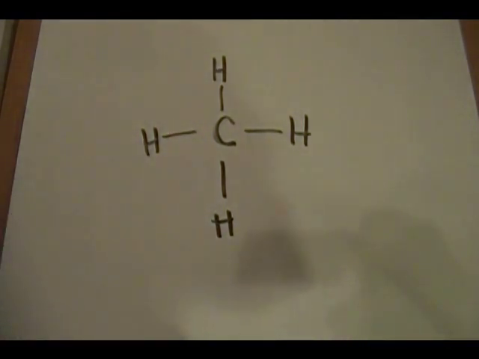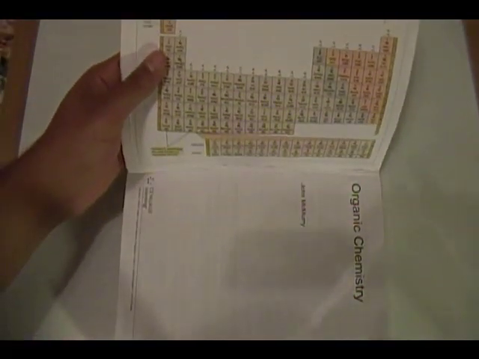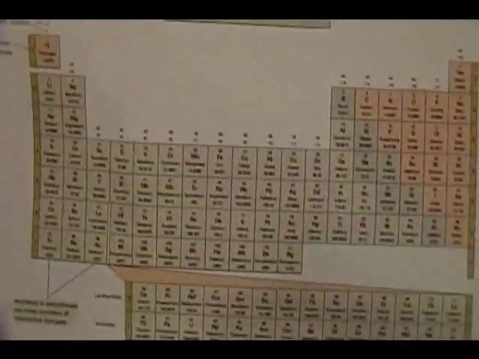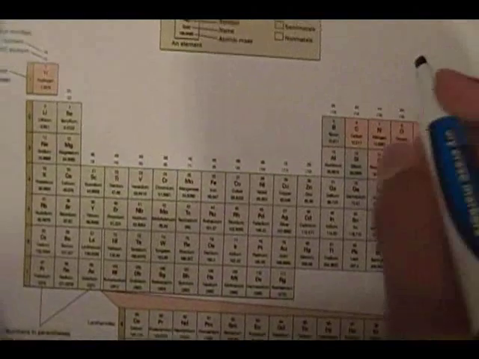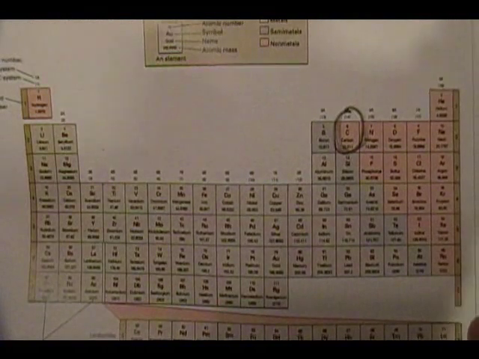Okay, how can you find the valence number? It's pretty simple. Let's see if I can find a periodic table for you guys. Okay, here's a periodic table. Let me zoom in on this right quick. Okay, here's carbon right there. How do you know what the valence number for each atom is?